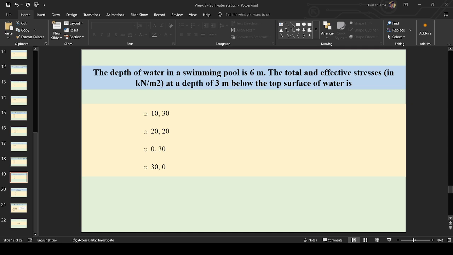Yes, you raised a hand. Gamma W 10, sir, I think. Gamma W, yes, 10. Okay, sir.